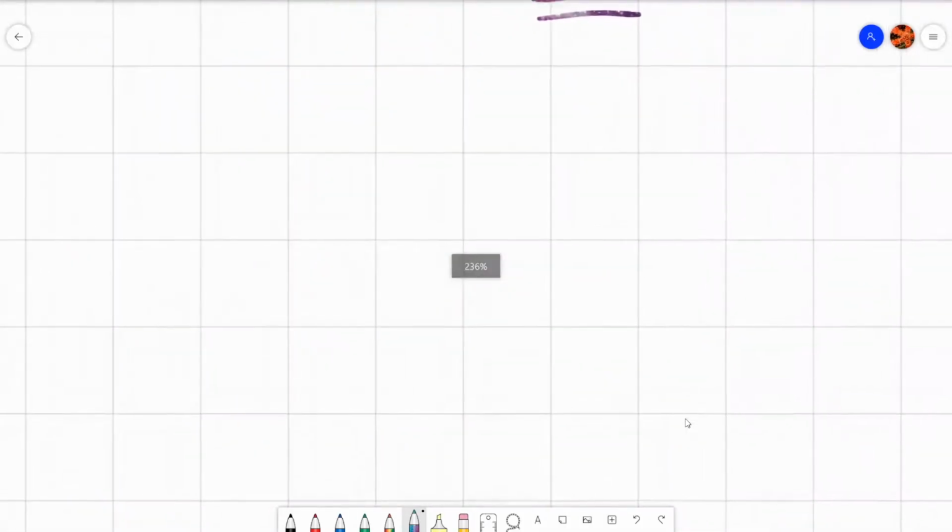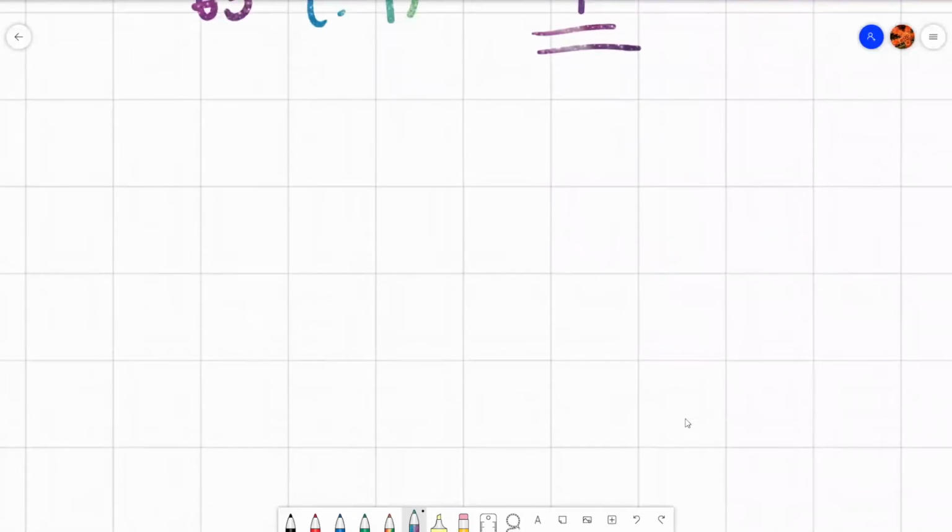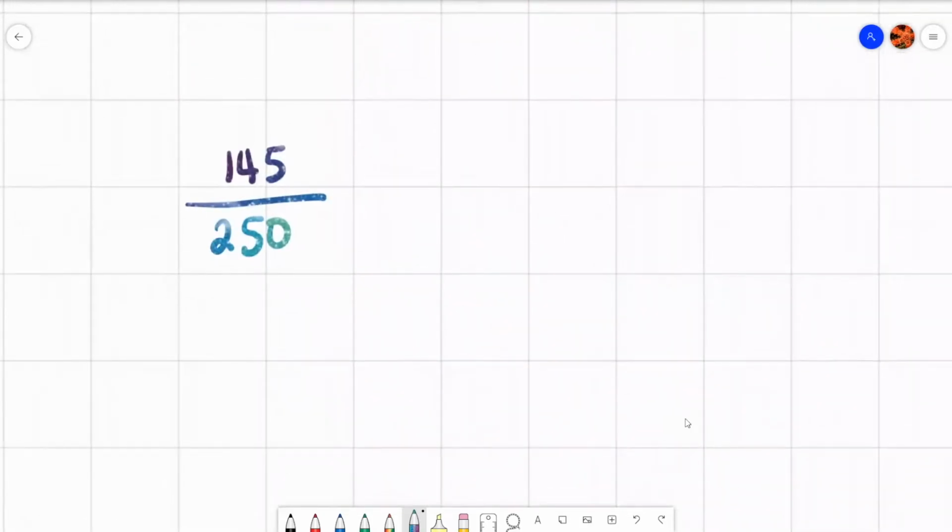Let's have a look at another question. Let's do 145 over 250. Again, top and bottom are both not even, so I can't half. I do know that both these numbers will be in the 5 times table because the top one ends in 5 and the bottom one ends in 0. So let's divide both by 5.